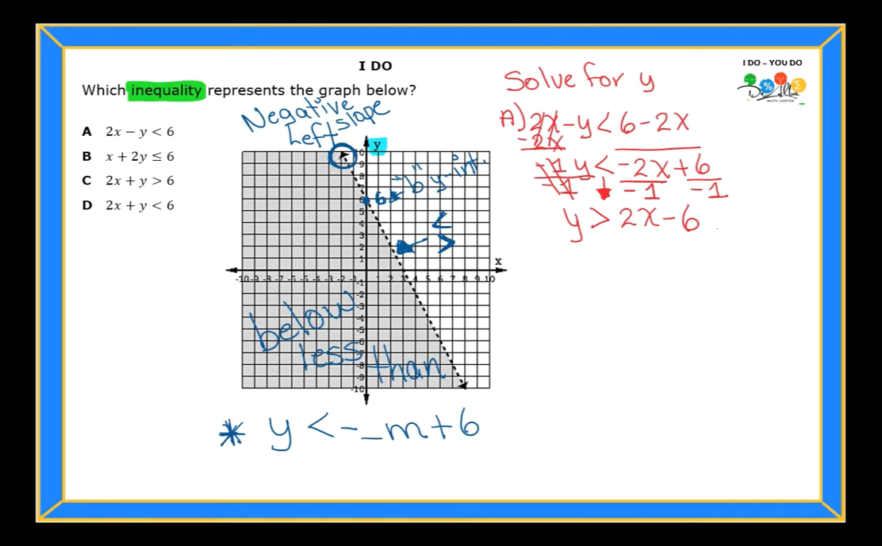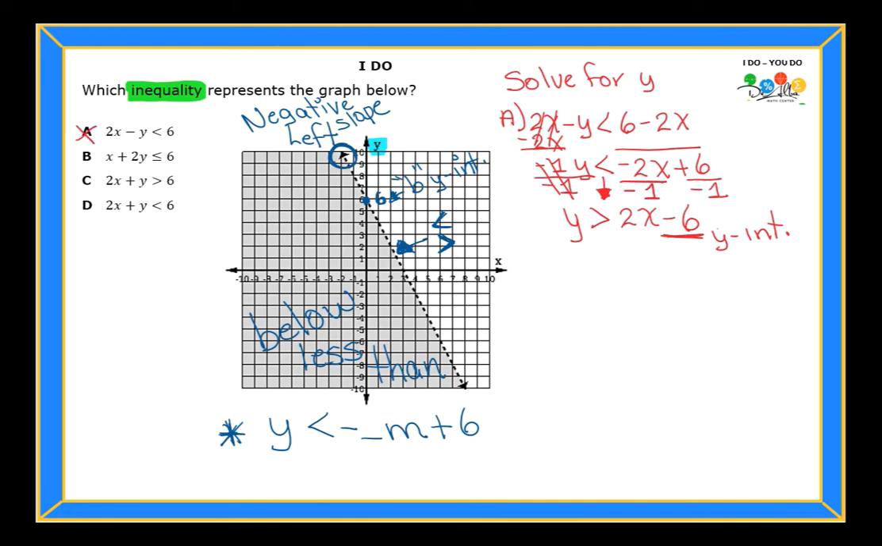So take a look at that and take a look at my answer choices over here. Does that look like the y-intercept is a positive 6? No, right here, my y-intercept is a negative 6. So can my answer be A? No, that cannot be my answer.